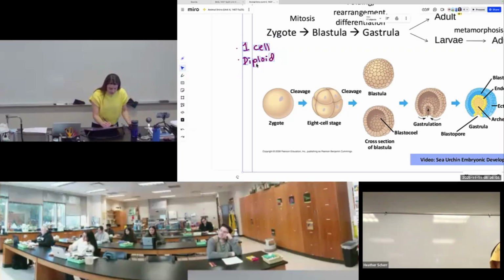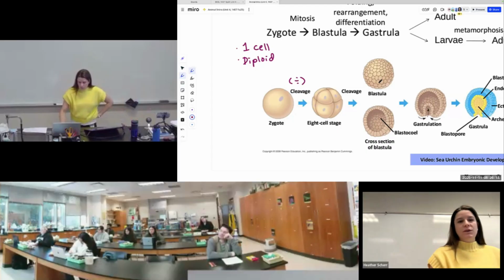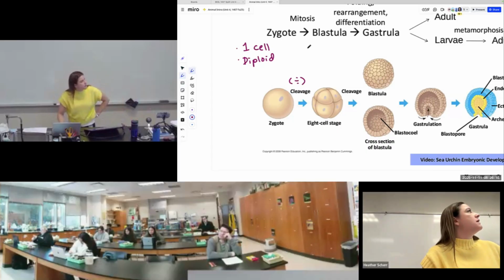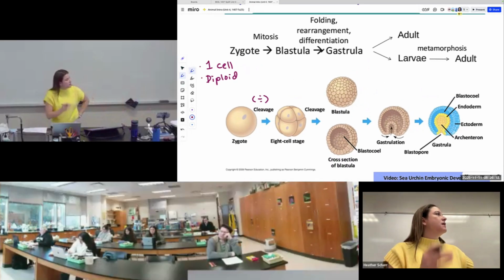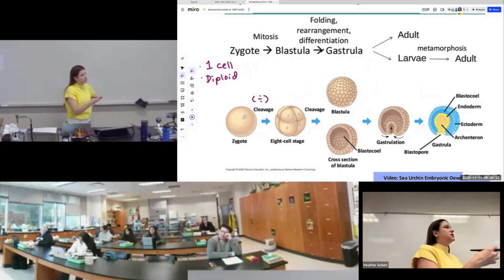And that's the same as we've been talking about. So that's here, cleavage, which just means division. In other words, mitosis, which I've written up here, to make this thing called a blastula, which is like a ball of cells, that more and more division to make this ball of cells. And I'll draw this in a minute.